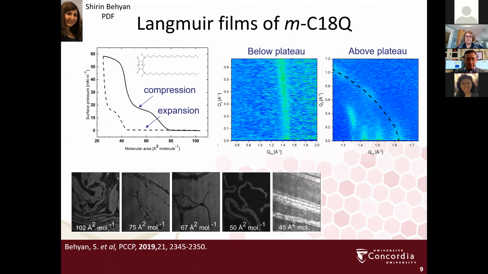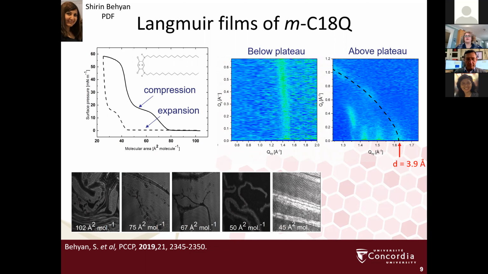Once we get into the plateau and above the plateau, we see a coexistence of multiple diffraction patterns. So we have the same two peaks here, corresponding to our tilted phase, or oblique tilted phase. We also have, these are our 3 peaks for our oblique lattice. We then have a single peak here, which corresponds to a hexagonal lattice with 0 tilt.